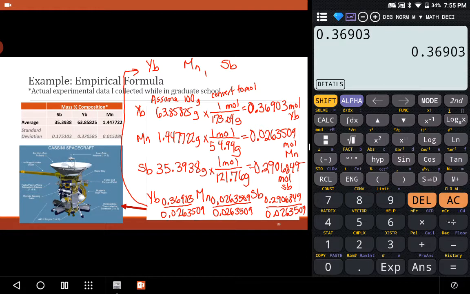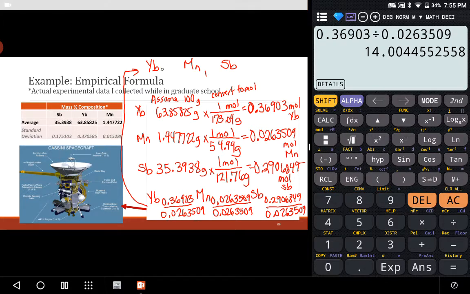I wrote out a bunch of digits, but since I never round answers until the end, really I should be using the full numbers. So that's really close to 14. So that's ytterbium 14. And so that's about equal to ytterbium 14, manganese, and then we don't write subscripts of 1. I'm just going to clean that up a little bit. And then let's figure out what antimony is.